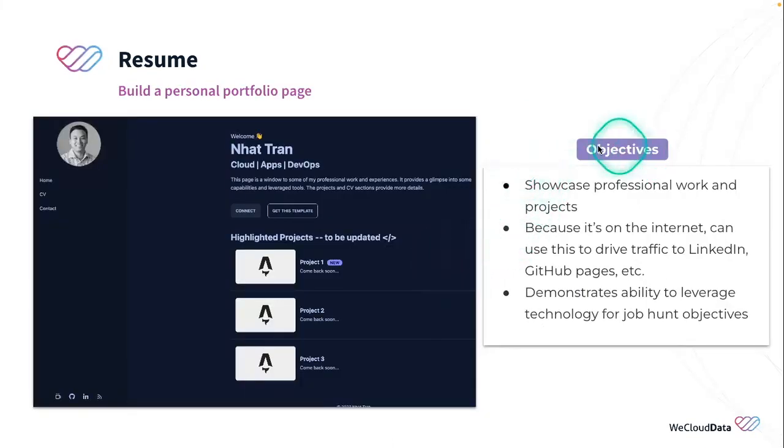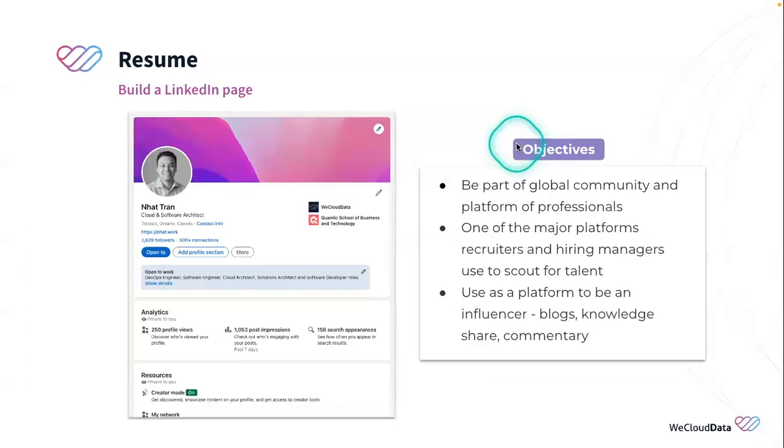For the personal portfolio page, like I mentioned, the objective is really to showcase your professional work and projects. It's on the internet. People can use it. You can use it to drive traffic to your LinkedIn, GitHub pages, etc., and vice versa, actually. And if you're looking for a tech job, it also demonstrates your ability to leverage technology to do exactly that, job hunting. So it's a pretty good idea to have a personal portfolio page as well.